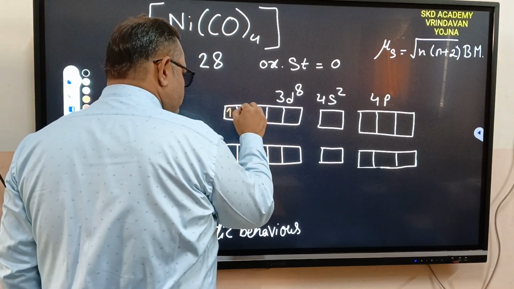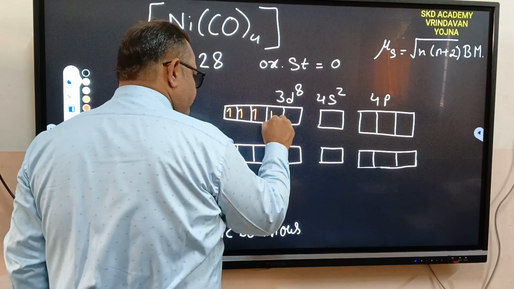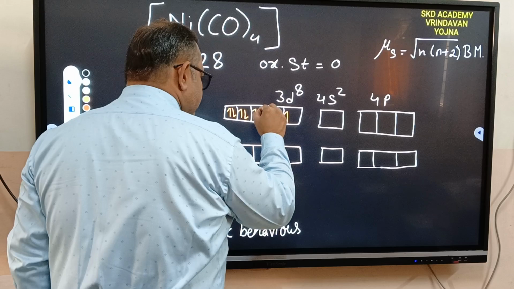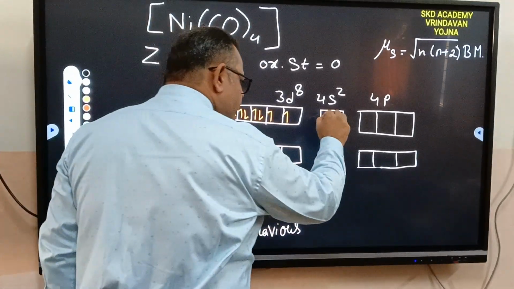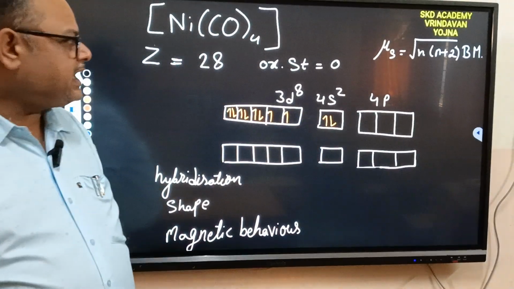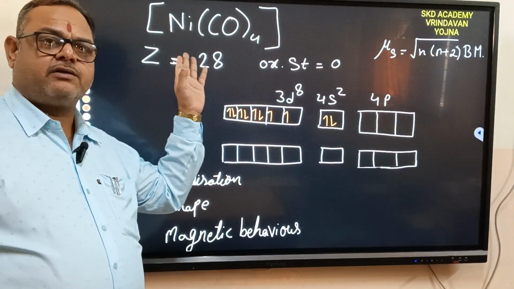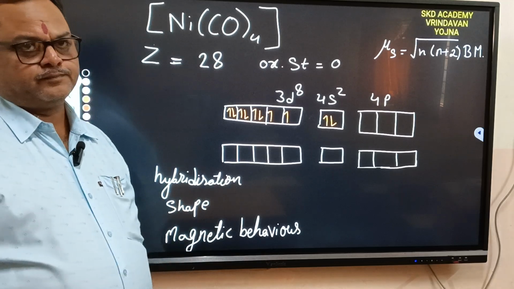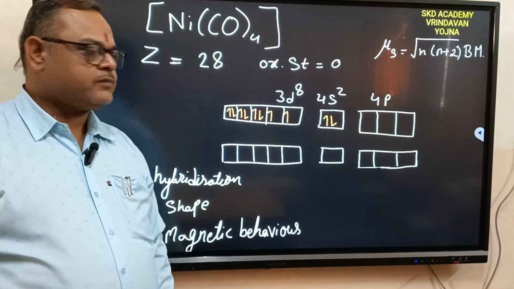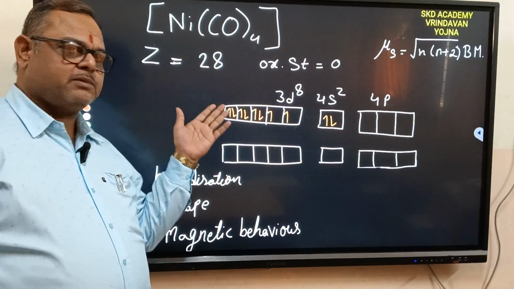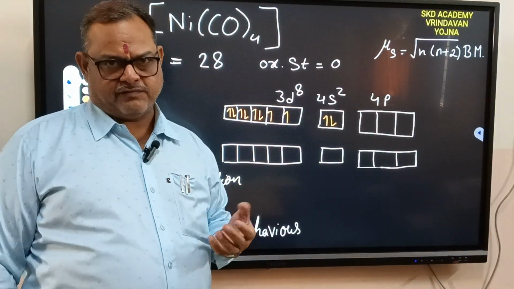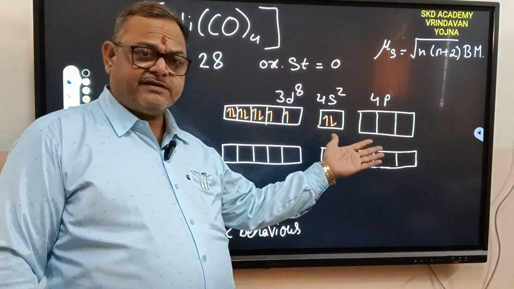1, 2, 3, 4, 5, 6, 7 and 8. And 2 electrons are present in 4s orbital. Now we need to calculate the coordination number. The coordination number of nickel in this complex is 4. With a coordination number of 4, we must have 4 vacant orbitals to accommodate the lone pair of the ligand, which are not present there.